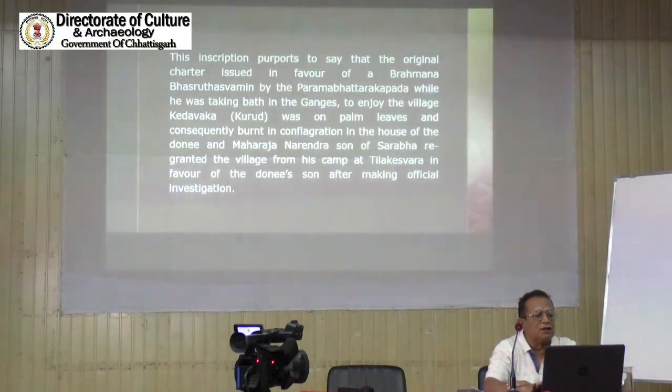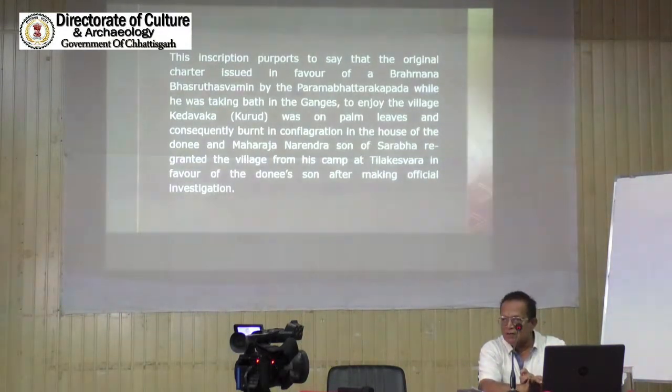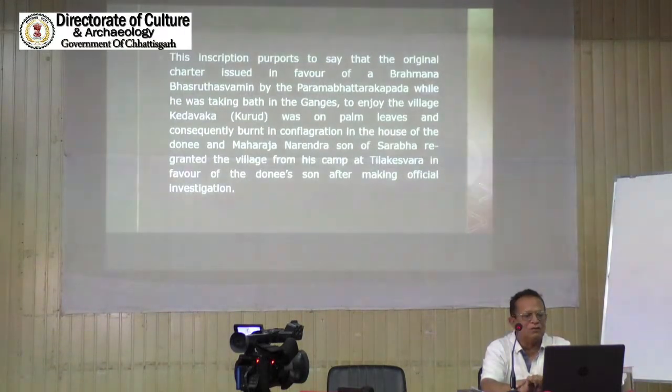That Kurud is called Kedavaka, what at present we call the village. The name that occurs is Kedavaka. Now they have identified it as Kurud.